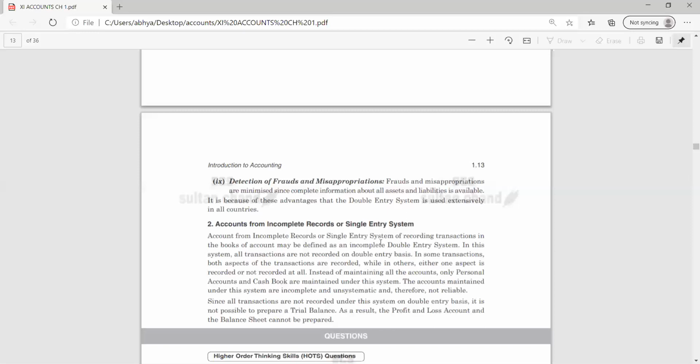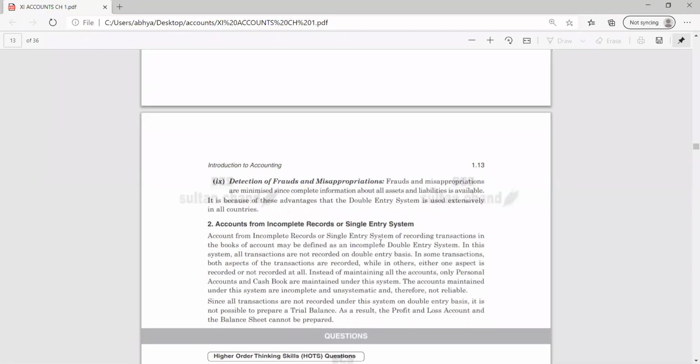Why? Because in this system there is not as lengthy an accounting process as in the double entry system. No journal is required, no ledger is required. They just maintain a cash book. We will do the cash book in this chapter only, in 11th class, as a complete chapter. The cash book is just like a cash account. In chapter 6, we learned how to make the cash account.